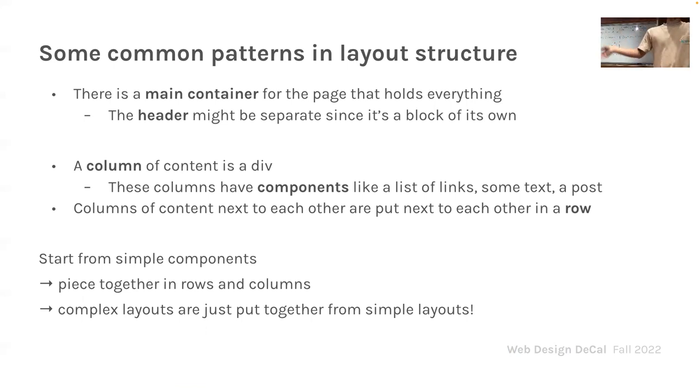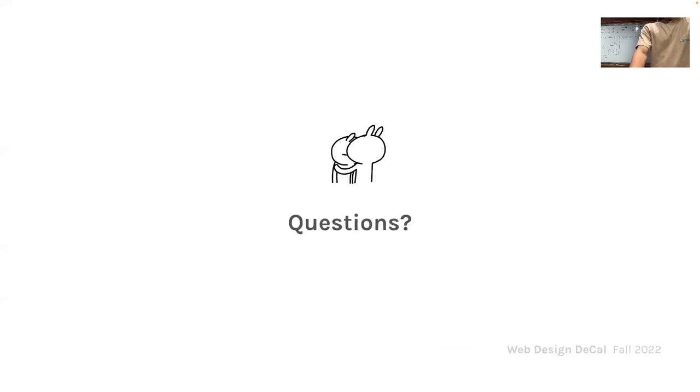If you put a bunch of columns next to each other, then that's a row. So start from simple components and piece together rows and columns. Eventually you'll have a complex layout. Do you guys have any questions about anything? If not, I can probably just demo Chrome DevTools right now.